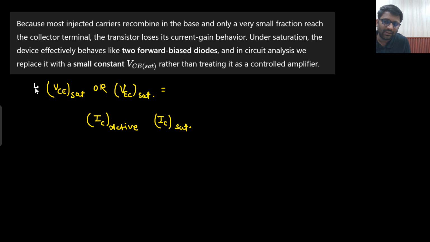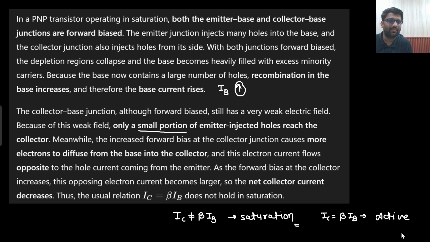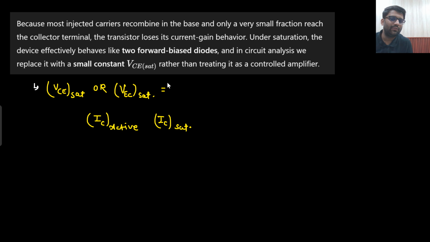tell you the results. I will directly tell you that IC is not equal to beta IB. There I will say you don't need to worry about where it came from. Where it came from, you will study in EDC. So we are studying in EDC where it came from. There also I will tell you that VCE saturation will be a fixed value. Where it came from, you don't need to worry.